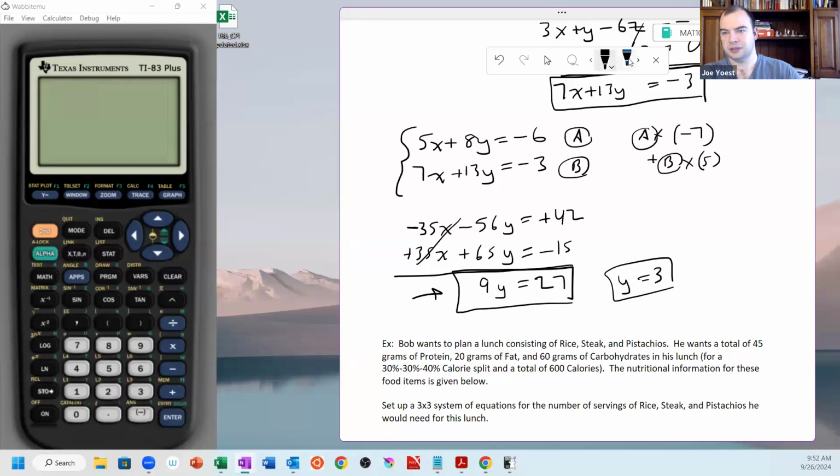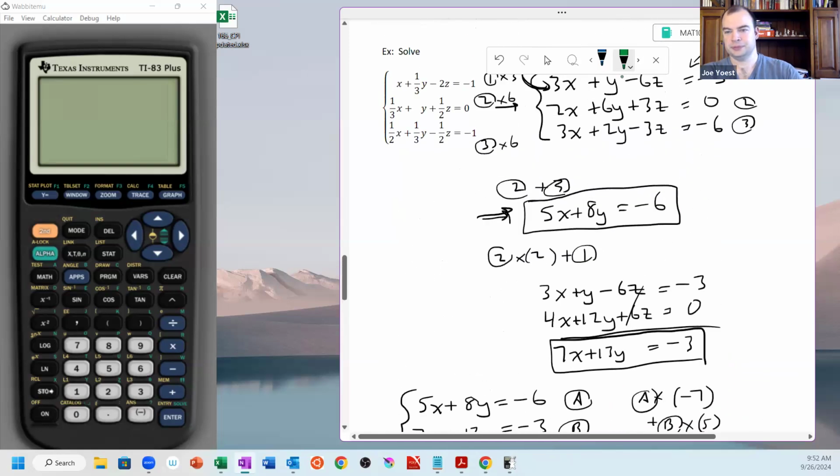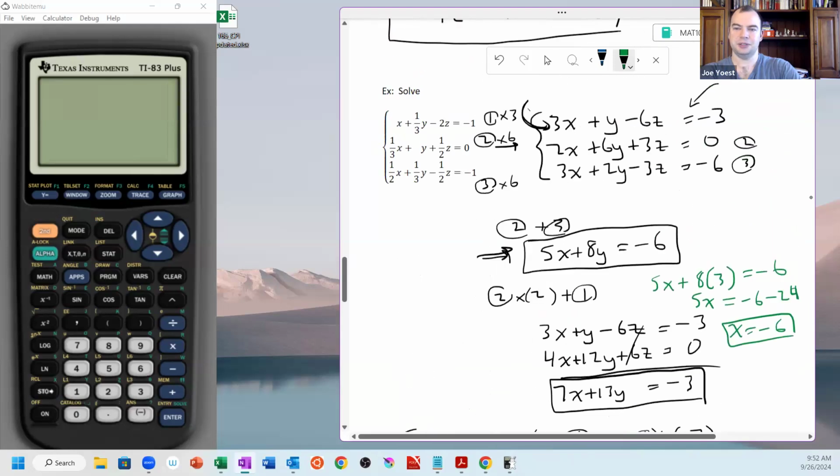Let's maybe make this green. We're going the other direction now. And then I have 5x plus 8y, 8 times 3, equals -6. 5x equals -6 minus 24. 5x is -30, x is -6. So now I have y is 3, x is -6.